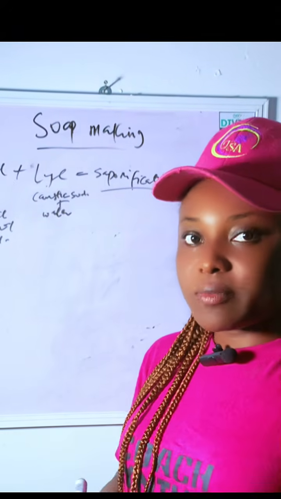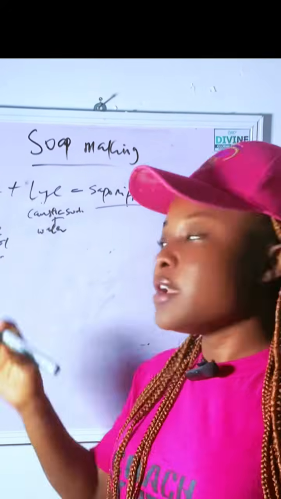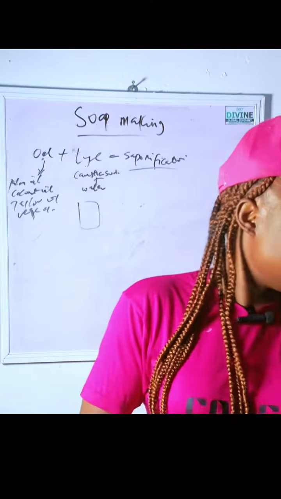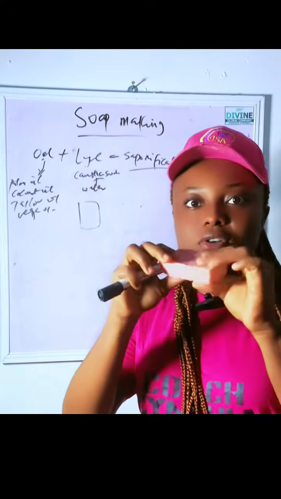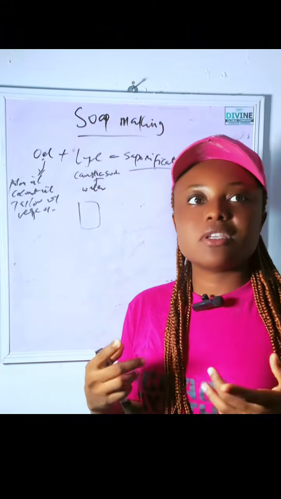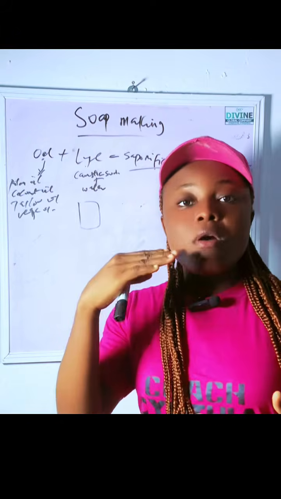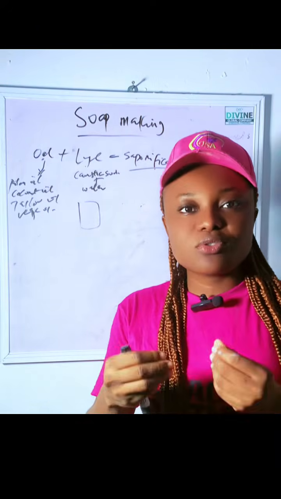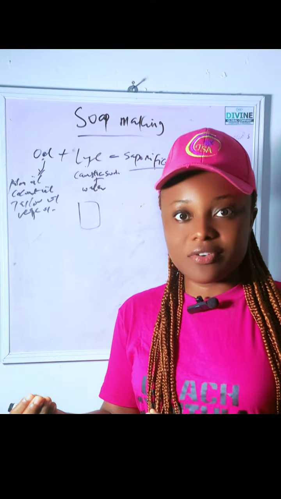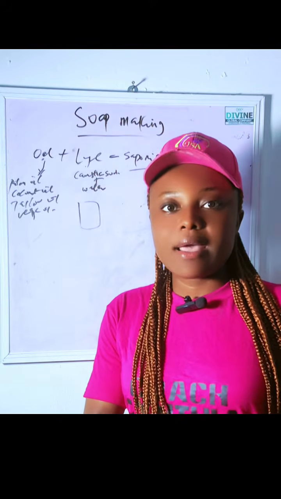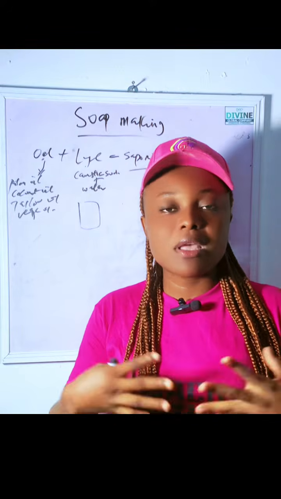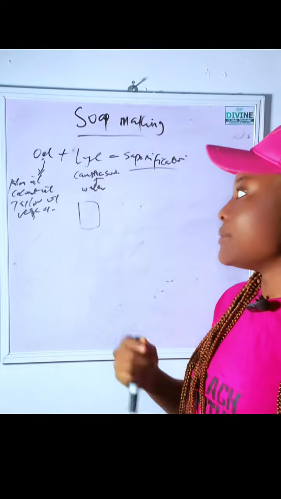The only difference between potassium hydroxide and sodium hydroxide, which is the caustic soda, is that caustic soda is used to make a hard bar soap. Something like this. This soap was made with caustic soda. But potassium hydroxide is used to make a soft soap, like your black soap, your Moroccan soap, all those soaps that are like paste. Potassium hydroxide also makes liquid bathing soap. So that's the two types of lye we have.